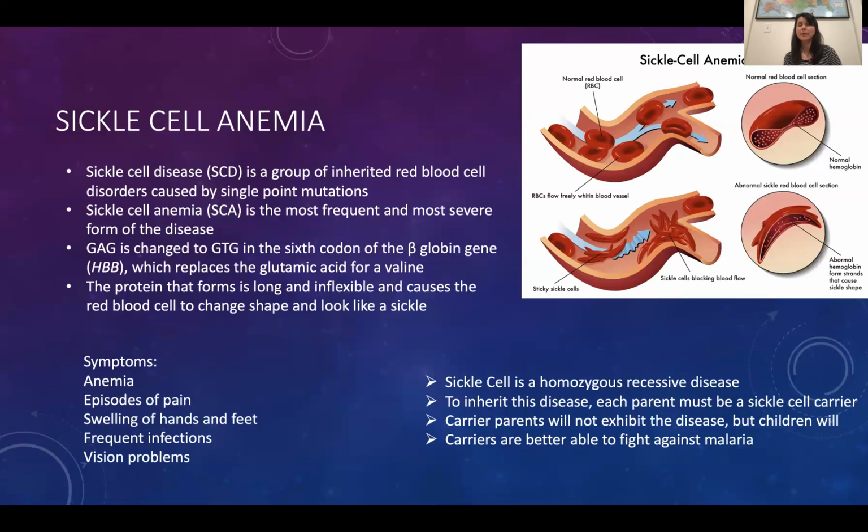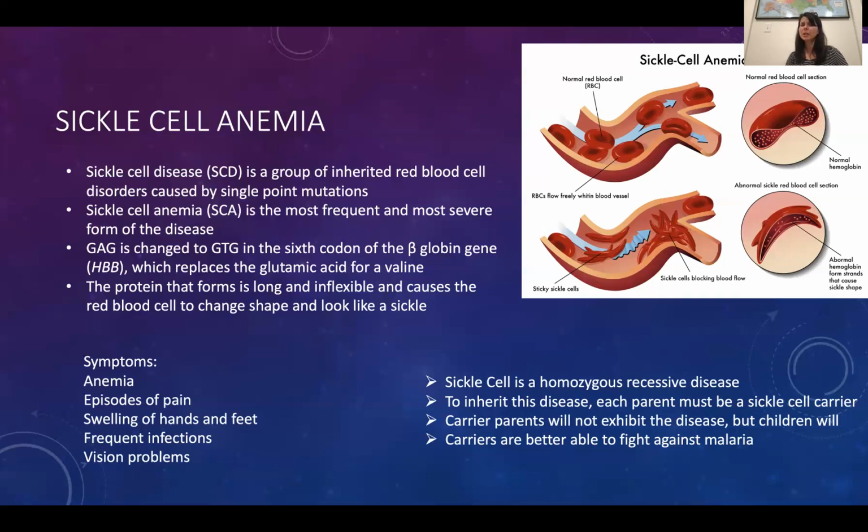There are episodes of pain because the change in the shape of the red blood cells clogs up the capillaries, the arteries, and the veins, and causes severe pain. Also, swelling in the hands and the feet for the same reason. That's the sickle cells blocking the flow of the blood. Also, frequent infections and vision problems.